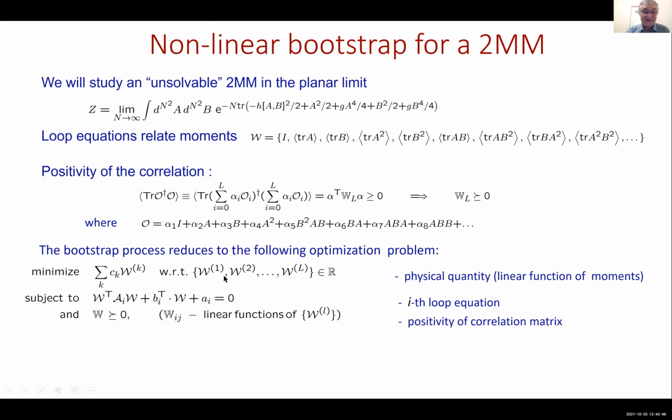Now we can formulate the following optimization problem for the bootstrap. You have to minimize some physical quantity, like we used W2, or a linear combination of a few lowest moments, to minimize and maximize, to find the corresponding inequalities. You minimize with respect to all your moments W, which enter the problem, and impose also the positivity of the correlation matrix, as it is constructed here.